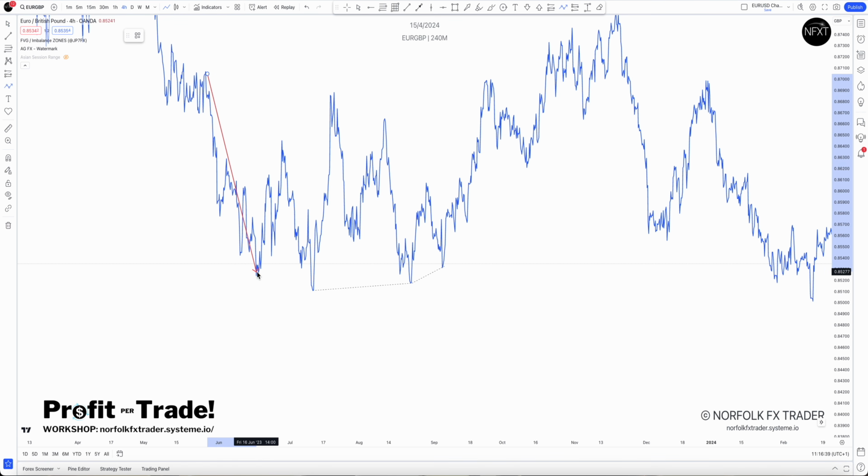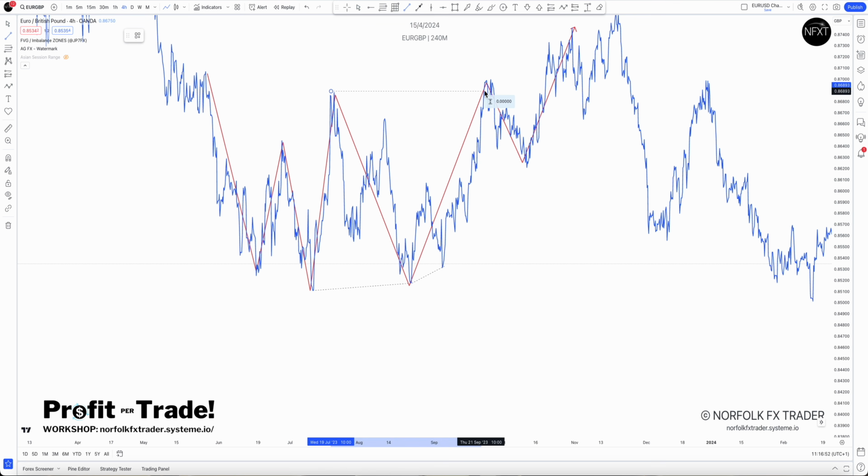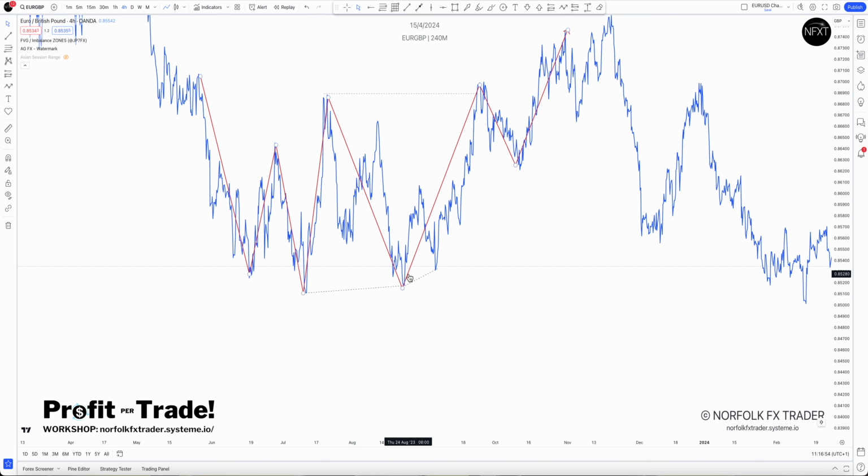So we have this pullback. We do have a shift in structure here. So a higher low means we can run up for this high. That's where I'd be looking for a potential target. So this would be a great target. So any entries down here, or even this one, but this will be your main swing. This is more of an internal swing.